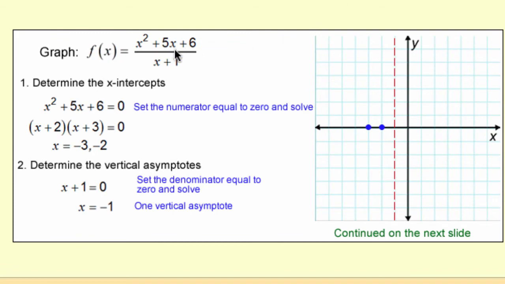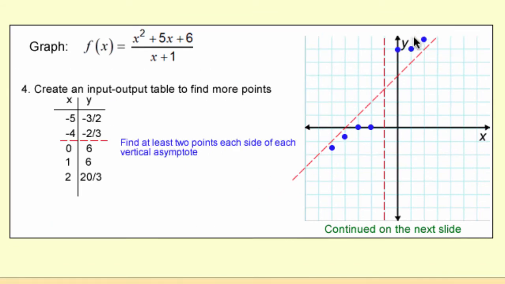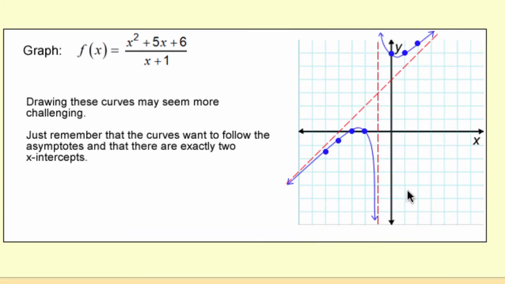Here's one where the power in the numerator is greater. Same steps though, determine the x-intercepts. There are 2 of them there, -3 and -2. Set the denominator equal to 0, solve to get x equals -1. There's your vertical asymptote. This one has a slant asymptote because the degree of the numerator is greater. And what you do is you do your division, and you find that y equals x plus 4 is the asymptote. Then you do your coordinates on each side of the vertical asymptote, and then draw your branches accordingly.